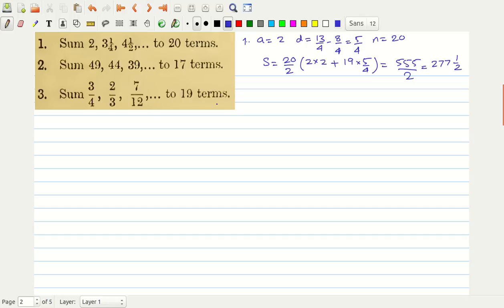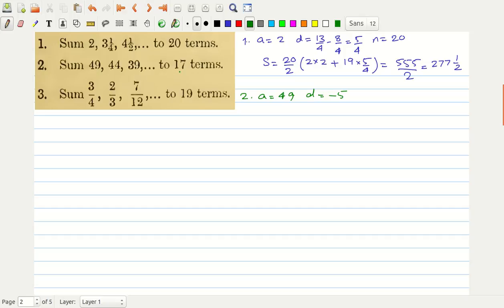Okay, so this is the first problem. Nothing, just apply the formula. Then what is the second problem? Second problem is, again we know A is equal to 49. What is the common difference? Common difference is 44 minus 49, which is minus 5. Okay, and how many terms we have to add? We have to add 17 terms.